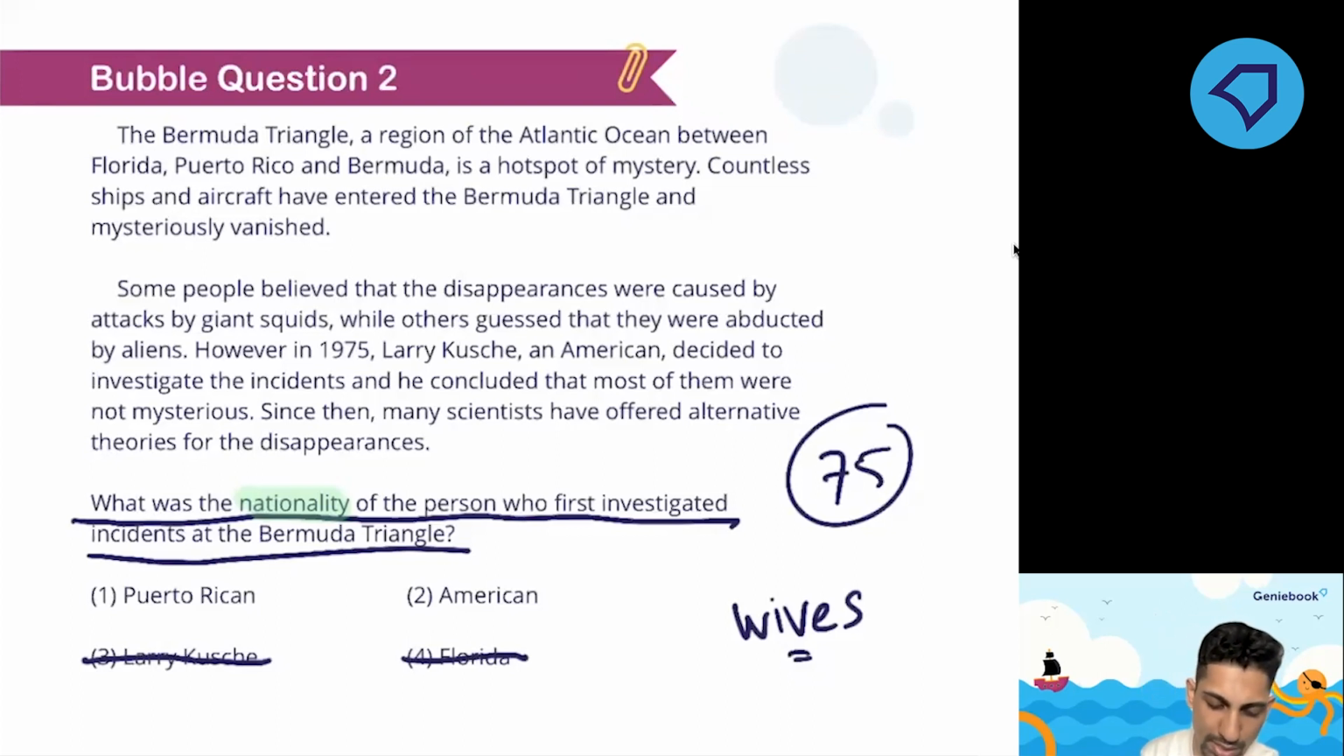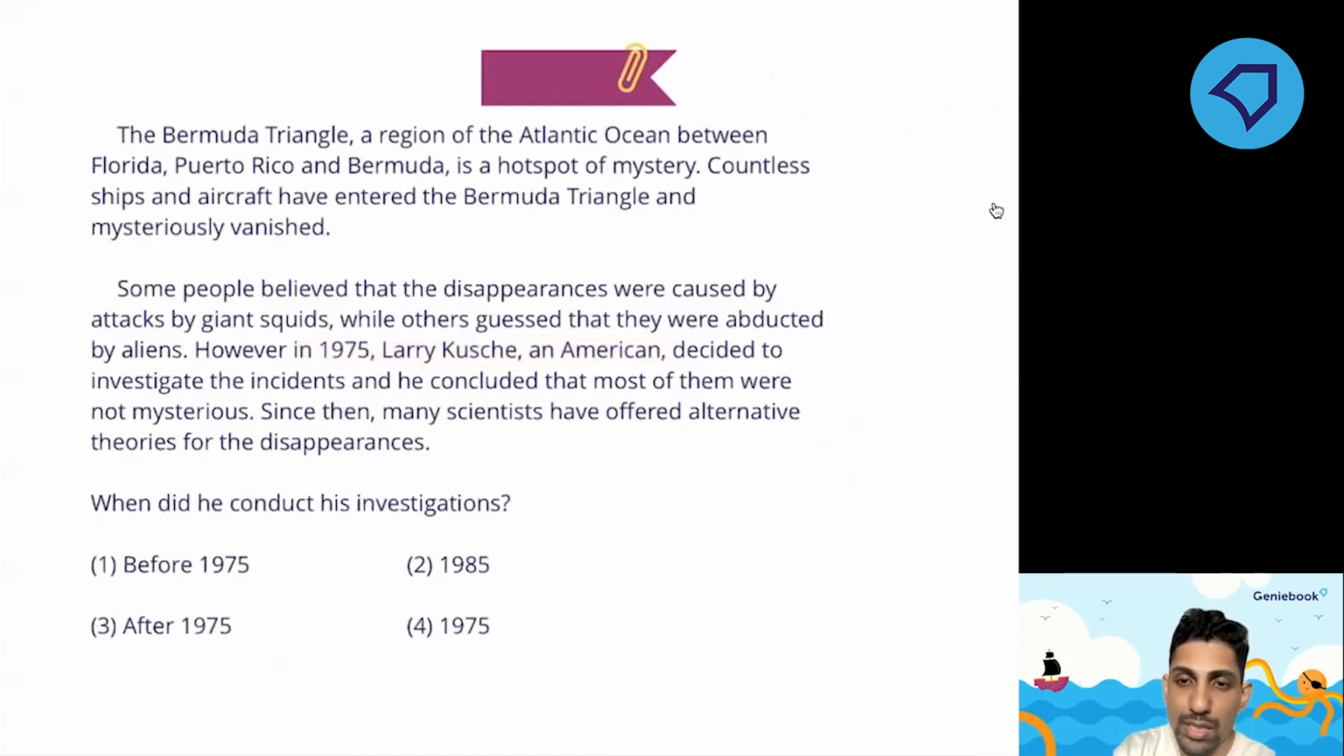So if we go back to the passage, we look for Larry Kush, we see here: in 1975, Larry Kush, an American. So Larry Kush is an American. He is the one who investigated the incidents. He's the first person to really go and look into it and find facts and information. What you can therefore conclude is that before 1975, no one investigated. People just spread stories and guesses and maybe rumors, but no one investigated. Okay? This is straightforward. Same passage, please pay attention to the question.